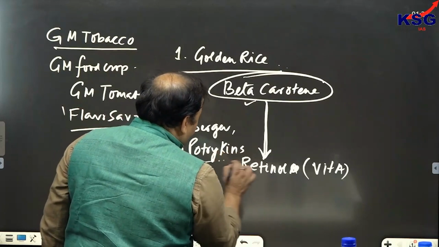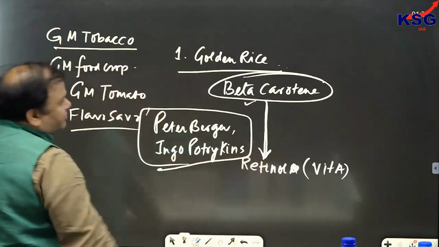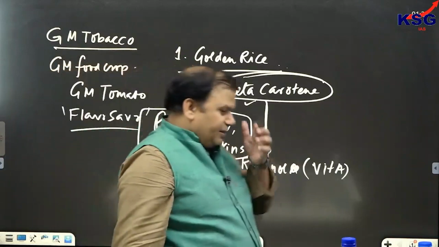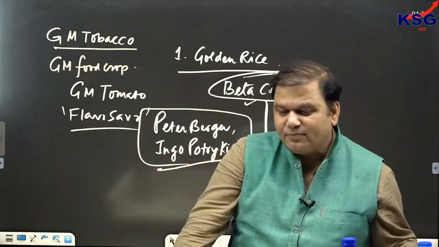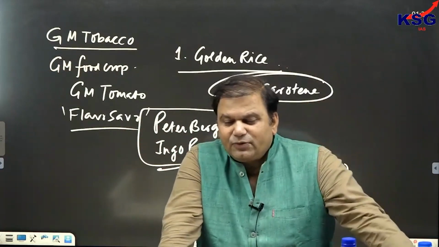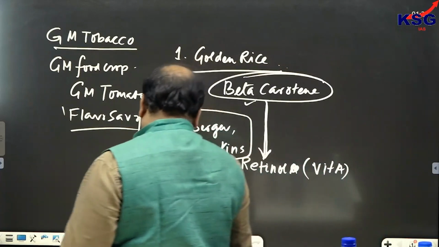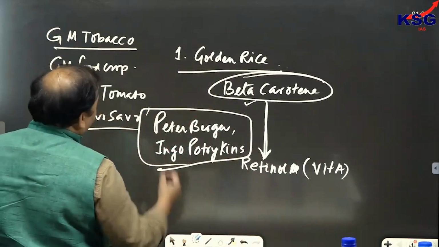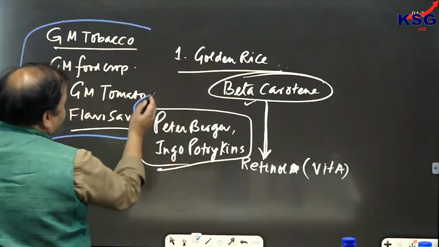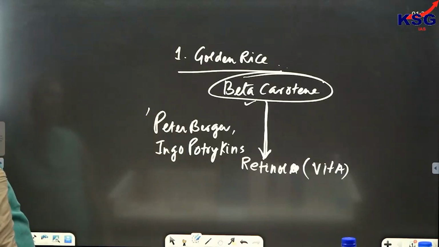Now they were responsible for developing a variety of rice, and for this variety they took a gene from another organism. This variety they called golden rice. Clear? Referred to as golden rice.